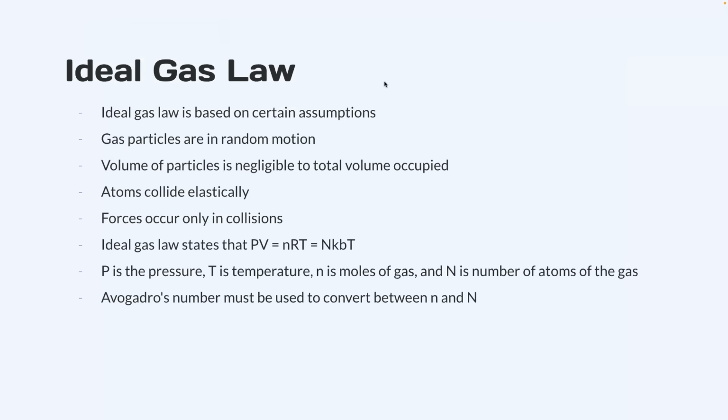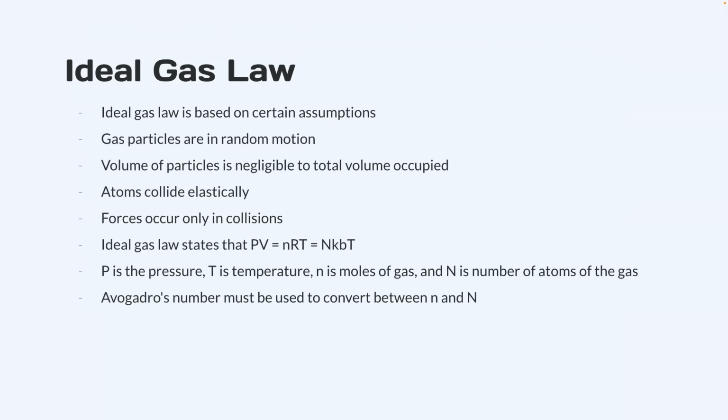The ideal gas law. So there are certain assumptions that we use when we use the ideal gas law. First is that gas particles are in random motion. Second, the volume of the particle is negligible to the total volume occupied. Third, the atoms collide elastically. And we also assume that the forces only occur in collisions.